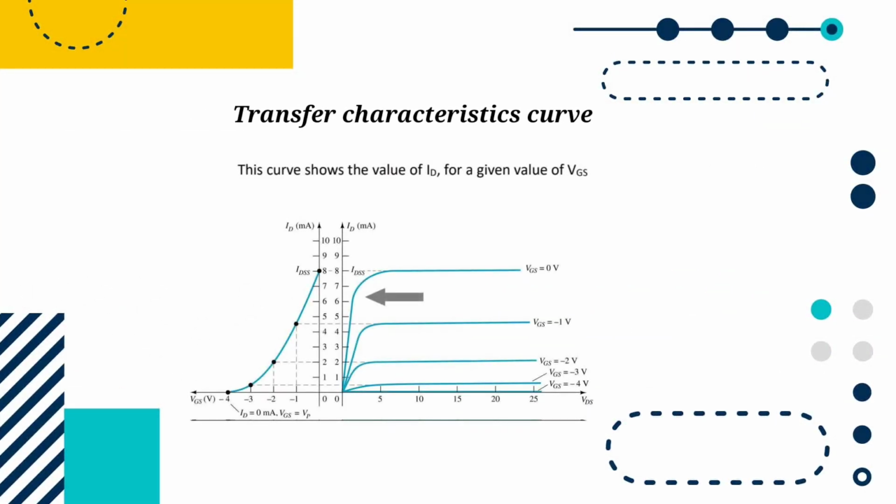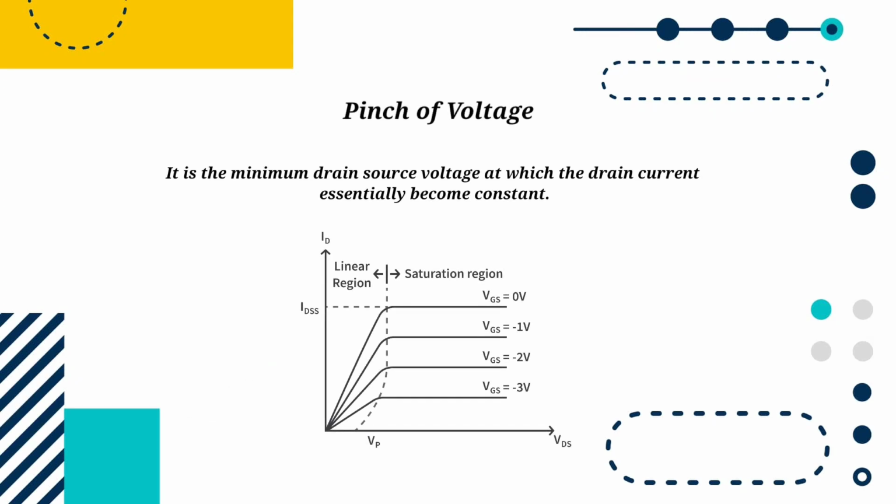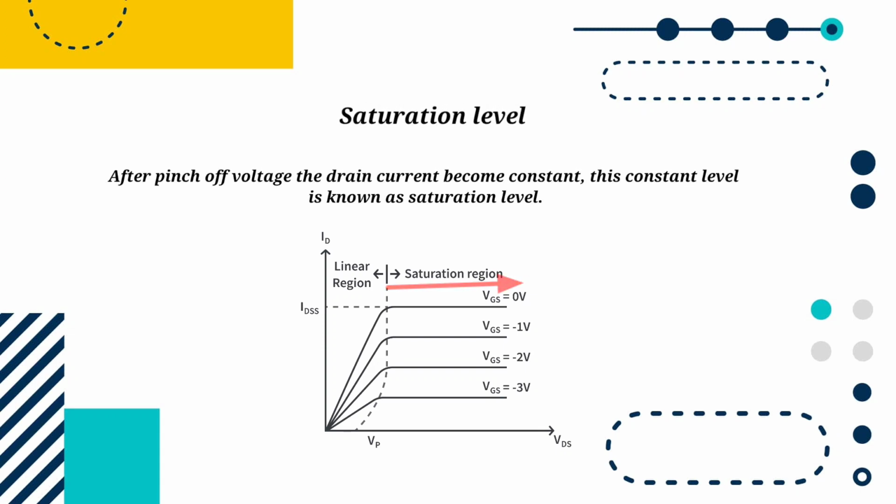Transfer characteristic curve. This curve shows the value of ID for a given value of VGS. The figure shows the transfer characteristic curve. Pinch off voltage VP: it is the minimum drain source voltage at which the drain current essentially becomes constant. The graph shows the pinch off voltage. Saturation level: after the pinch off voltage, the drain current becomes constant. This constant level is known as the saturation level. The mark shows the saturation level in the graph.